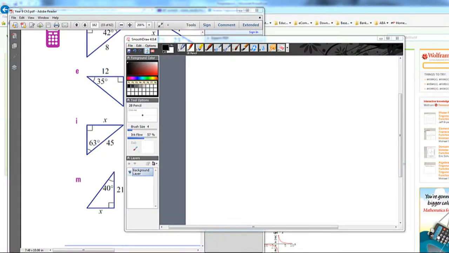Okay, this is a quick video on how to use your Casio ClassPad to solve some trig functions. We're going to do this question here, question M. So we're looking for this unknown side length. We've got an angle and we've got a side, 21.